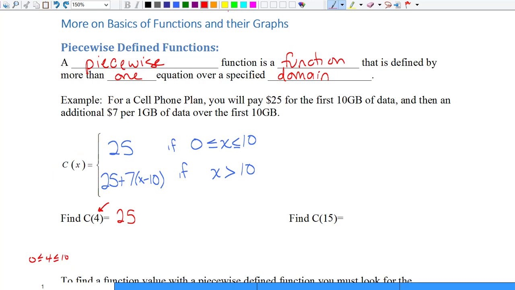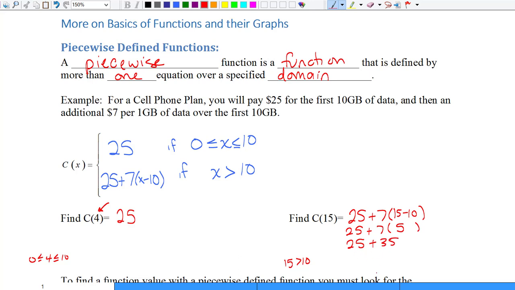So what if you're trying to find C of 15? Well, because 15 is greater than 10, you're going to have to use the second rule. The second rule says 25 plus 7 times x, which in this case is 15, so 15 minus 10 in parentheses. So that's an extra 5 gigabytes over what you had anticipated to pay. So it's 25 plus another 35.